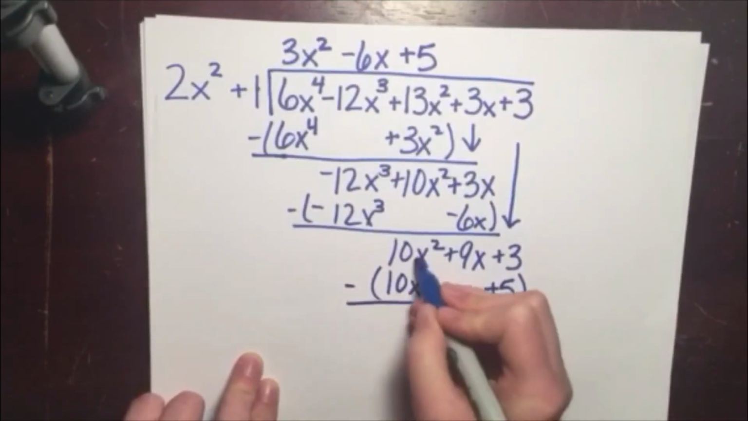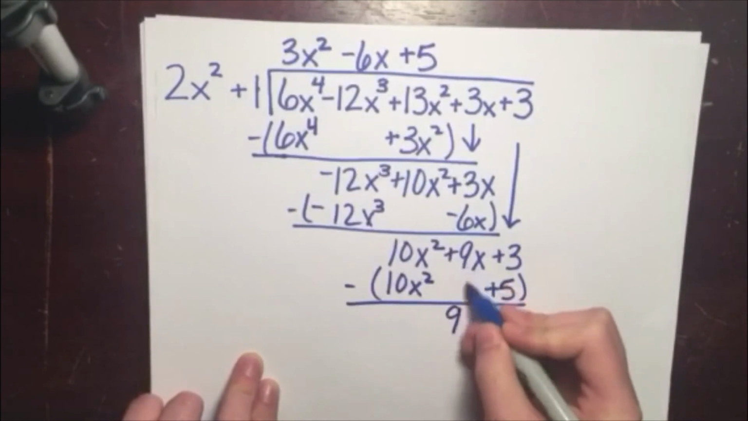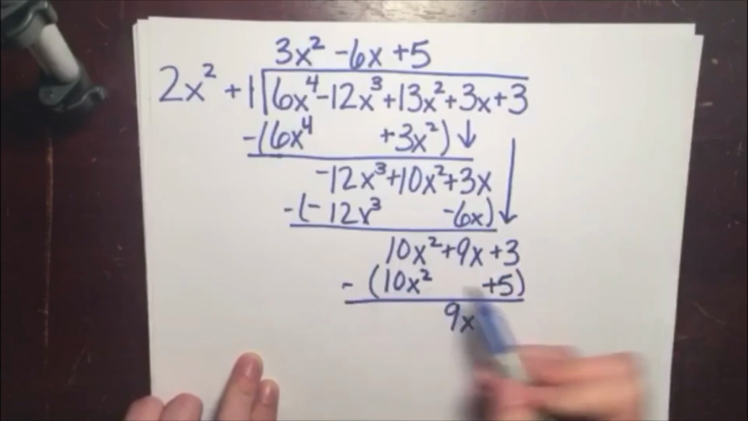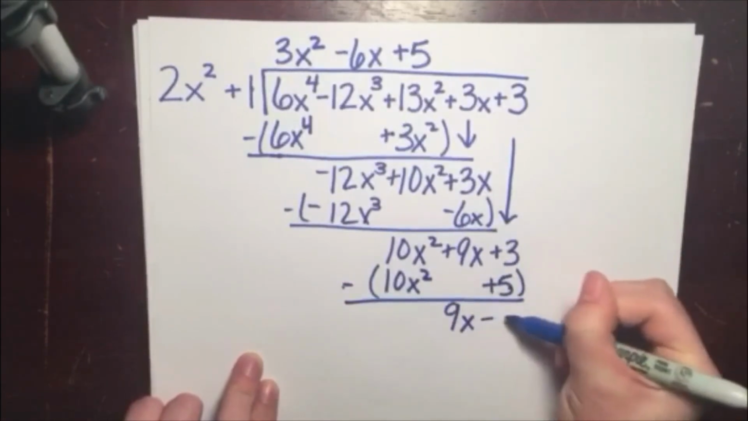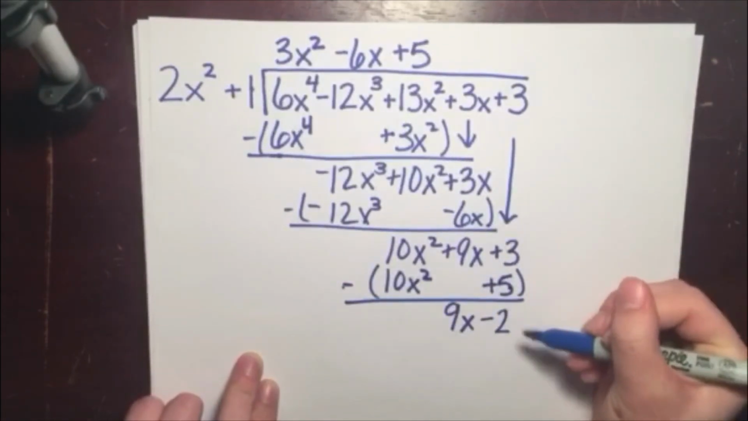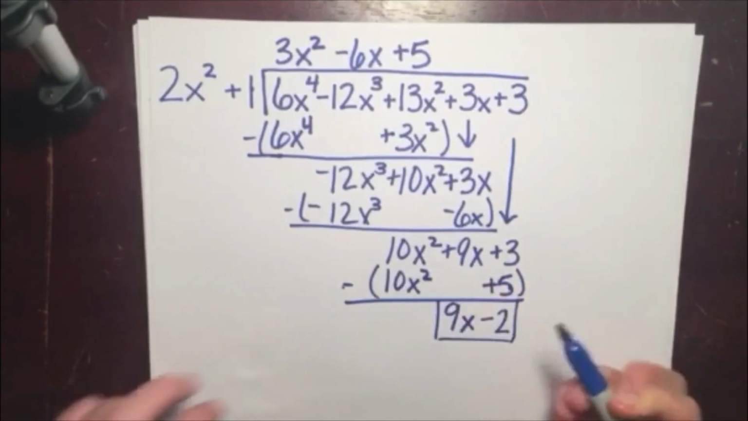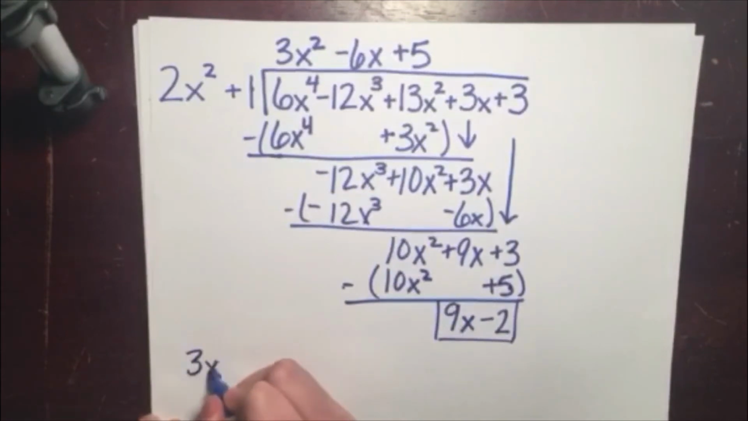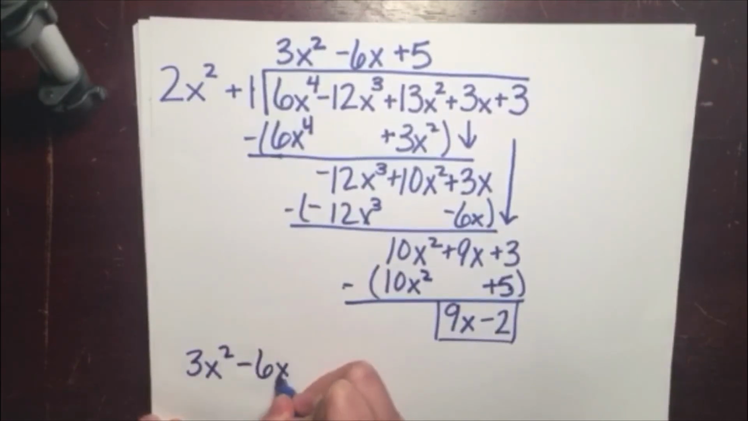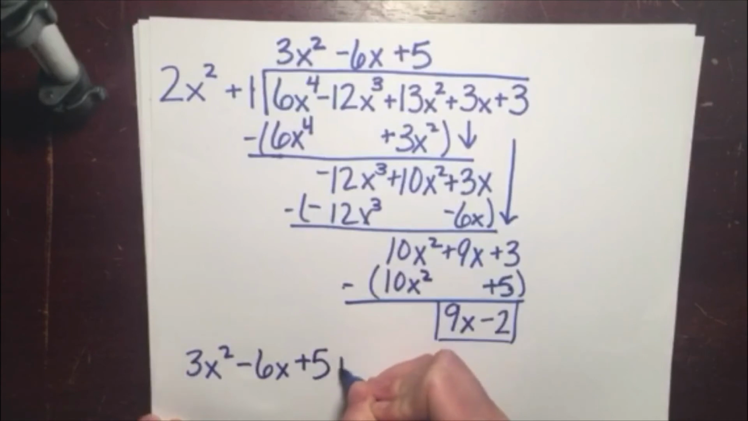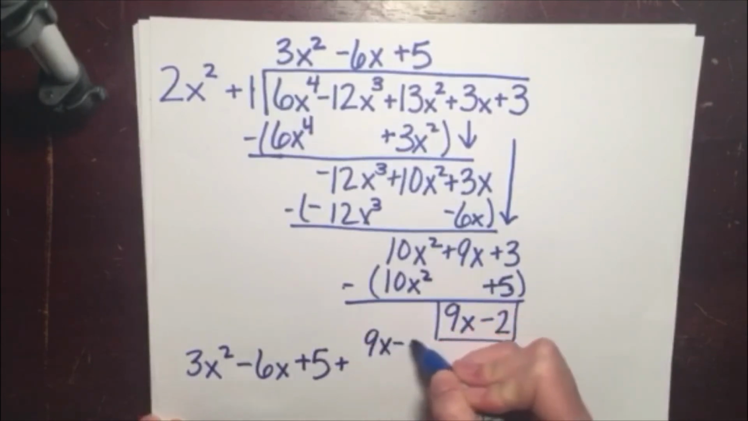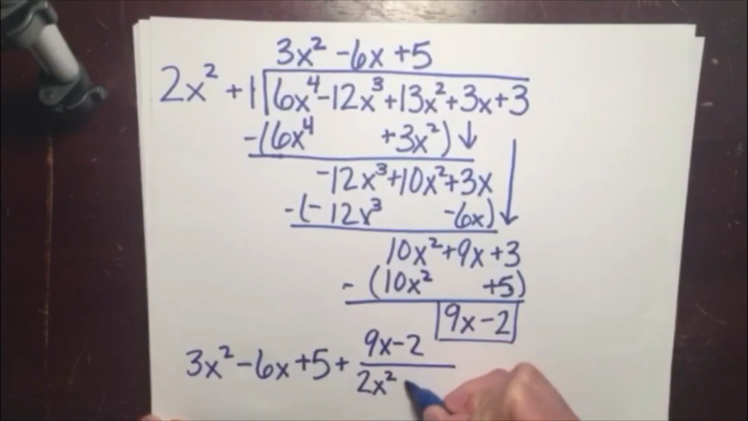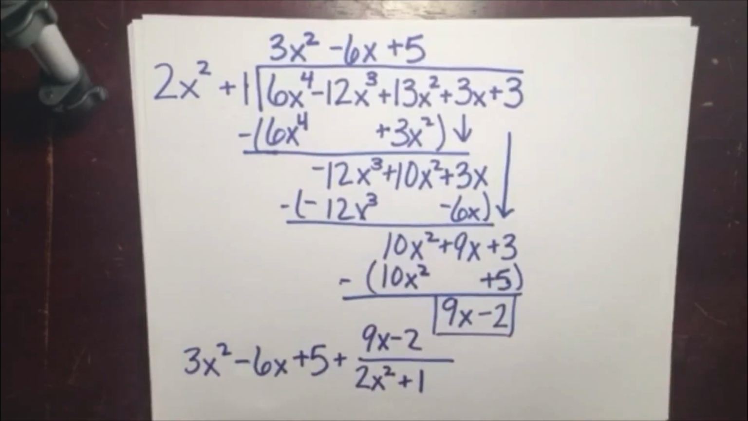Subtract the sum. These two terms cancel. This 9x comes down along for the ride, and then the positive 3 minus the positive 5 becomes a negative 2, and that's our remainder, okay? And we're going to have for our final answer 3x squared minus 6x plus 5 plus 9x minus 2 all over 2x squared plus 1. And that's our final answer.